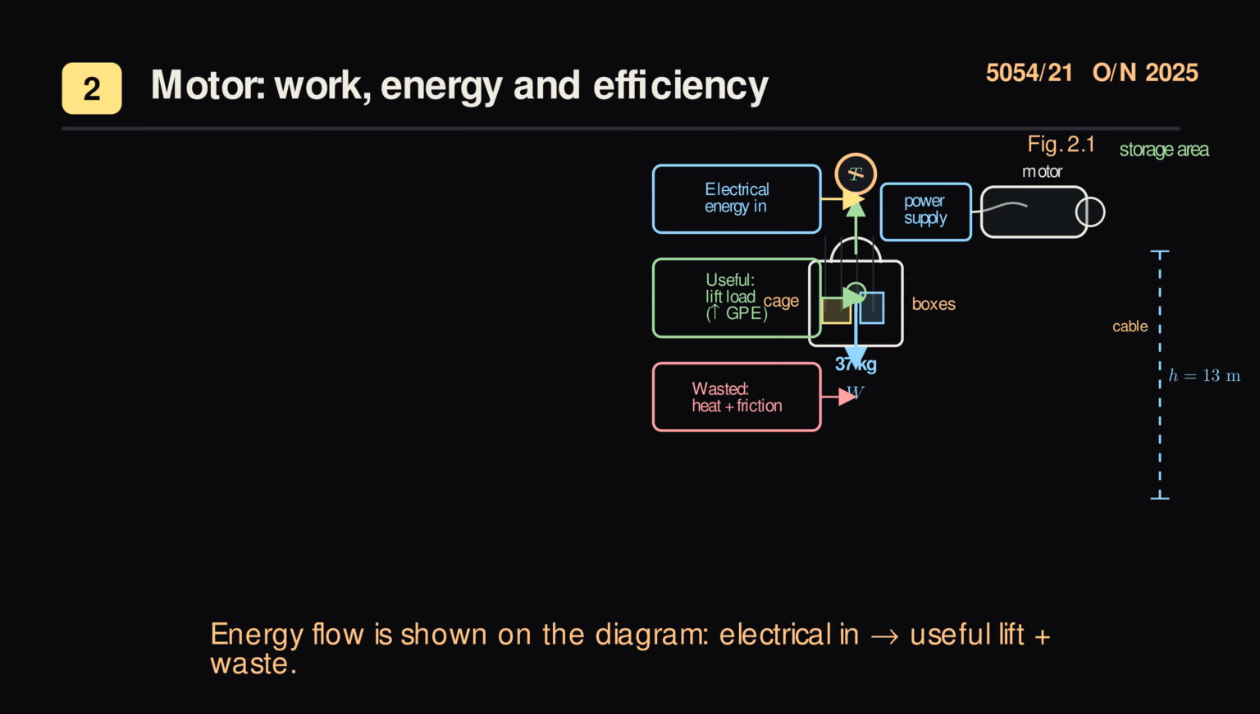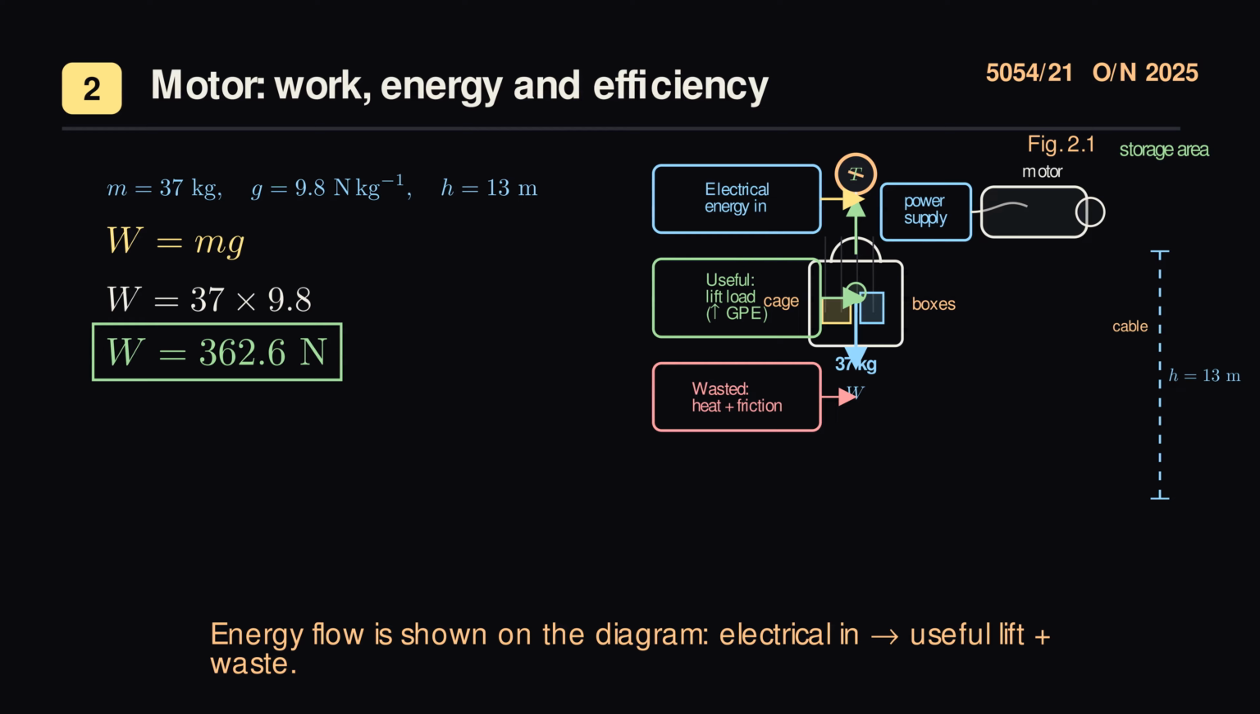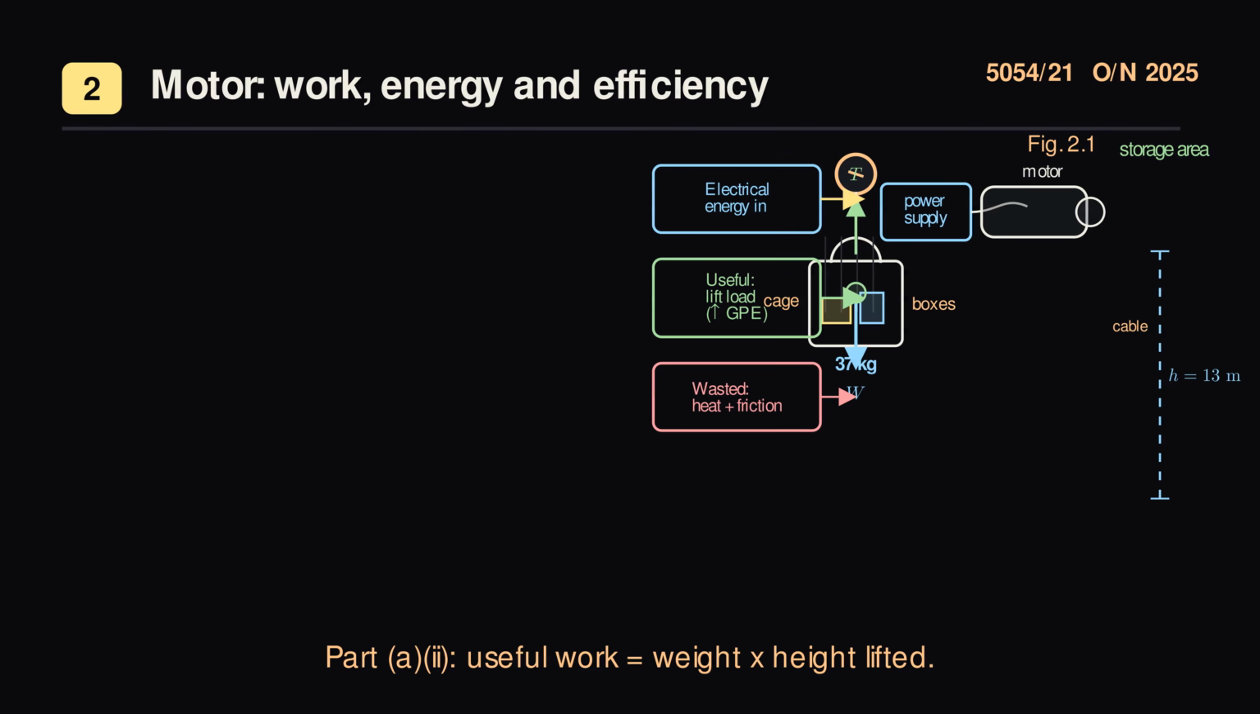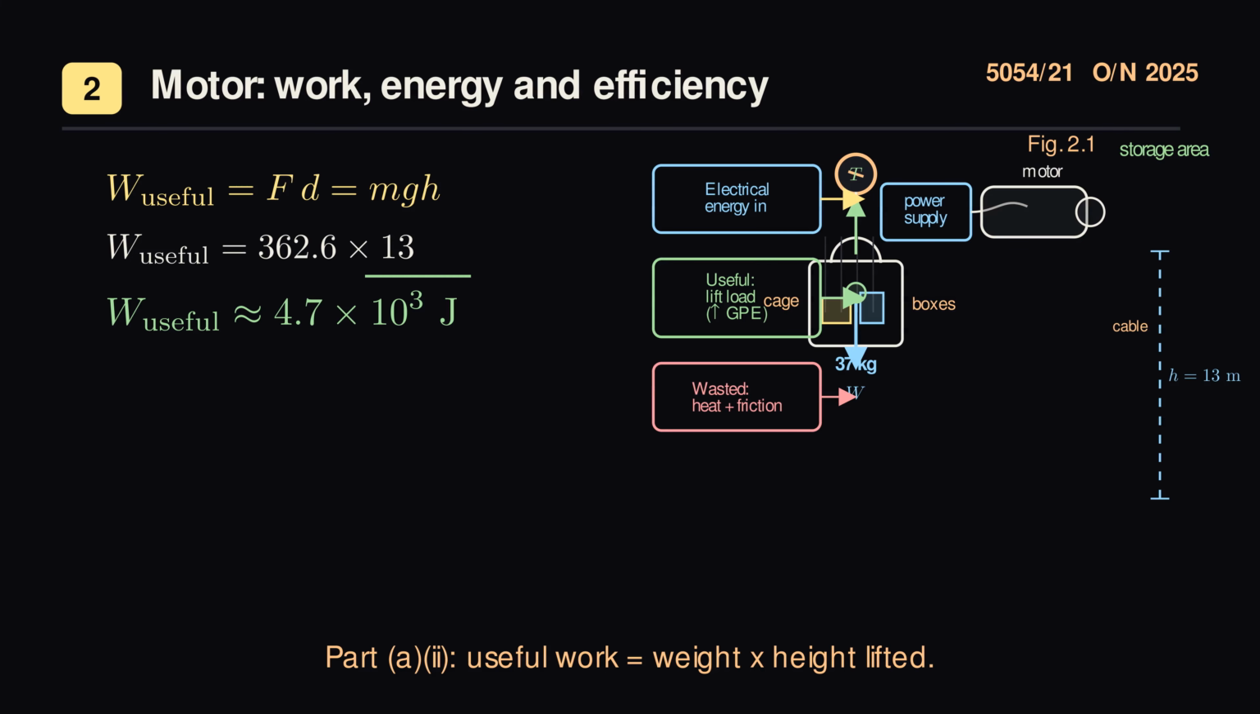Part A, Part 1. The total weight is W equals mg. With 37 kilograms and g 9.8, W is about 363 newtons. Part A, Part 2. Useful work equals force times distance, or mgh. That is about 4.7 times 10^3 joules.